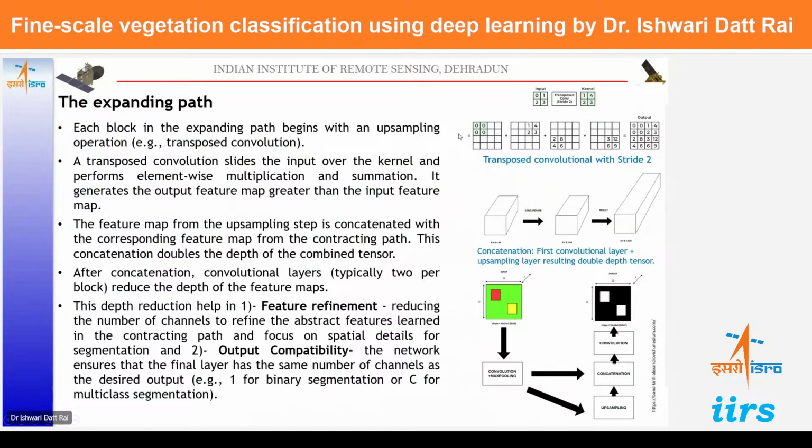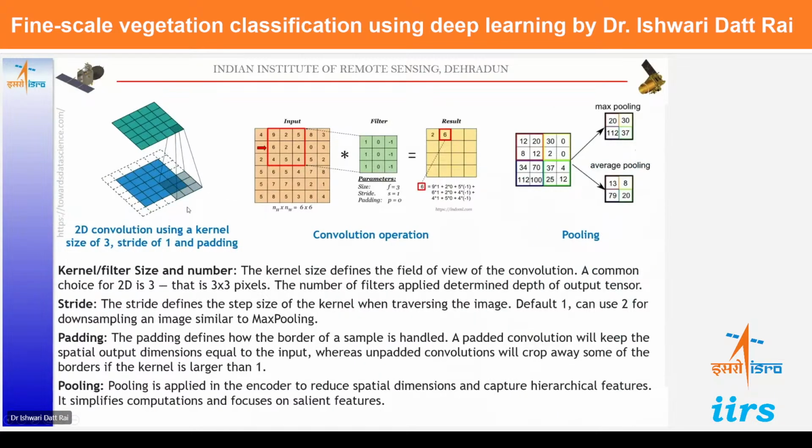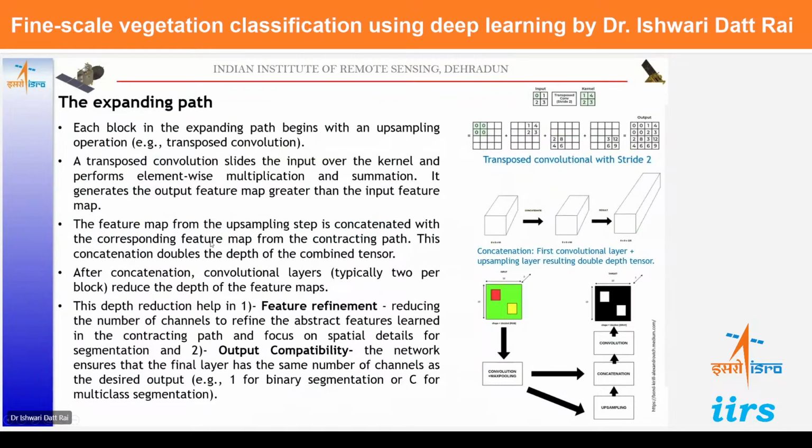But in this case, the depth of the image remains the same as compared to the 2D convolution. So the feature map from the upsampling step is concatenated with the corresponding feature map of the contracting path. So this basically doubles the depth of the combined tensor.